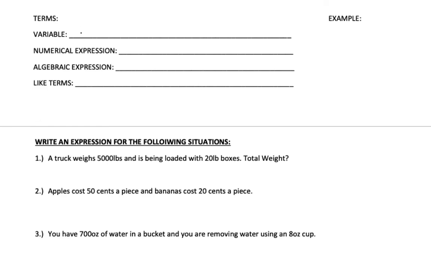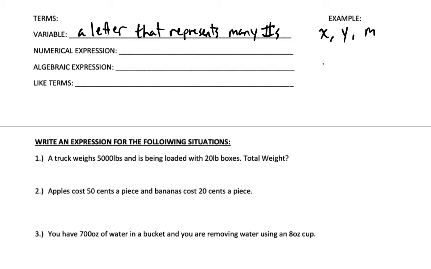What is a variable? A variable is a symbol, typically a letter, so we'll say a letter, that represents many numbers. So what are examples of a variable? Well, the common one in algebra is x, right? If we don't know what a number is, or it could be many things, it could be x. It could also be y, or it could be something like m in slope-intercept form.